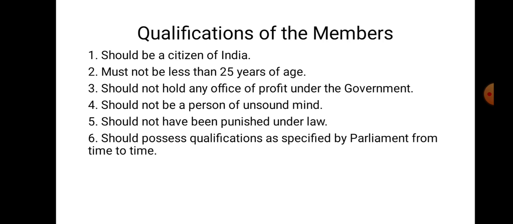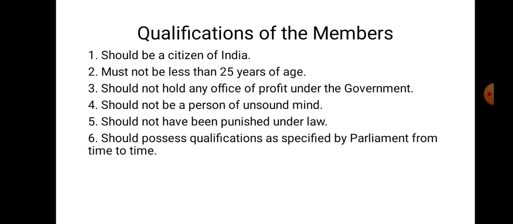The citizen who wants to contest for the post of Lok Sabha member, if he is already employed in any government office or in any other office which earns a profit, has to resign before contesting for the election. He should not be a person of unsound mind. As I said, he should not be insolvent.